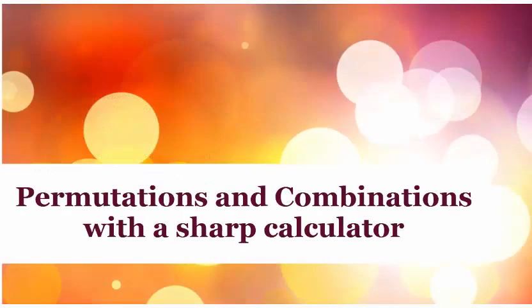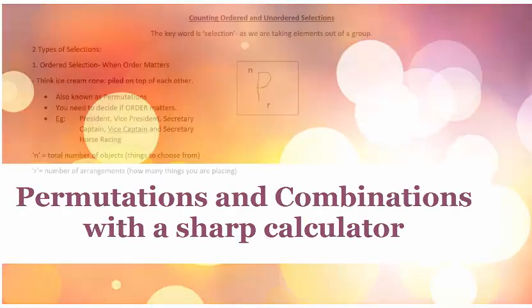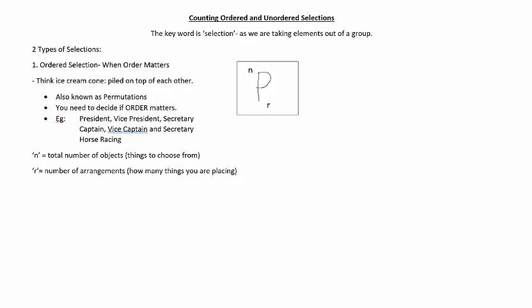In class we've been doing probability. We have been counting ordered and unordered selections. So you have been doing it a long way sort of thing. So today we're going to learn how to use a Sharp calculator where you just put it in and it works it out for you. The most important question that you need to ask yourself is: is it ordered or is it unordered?